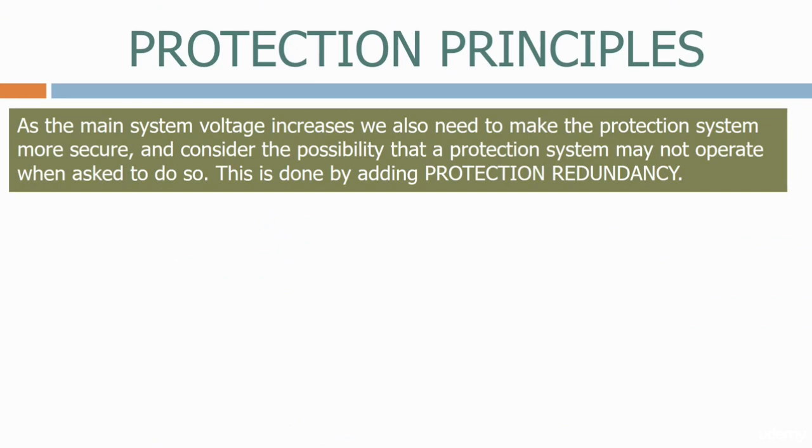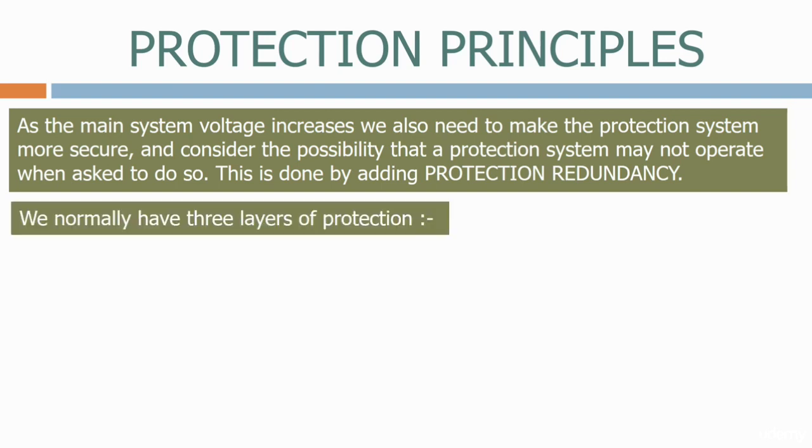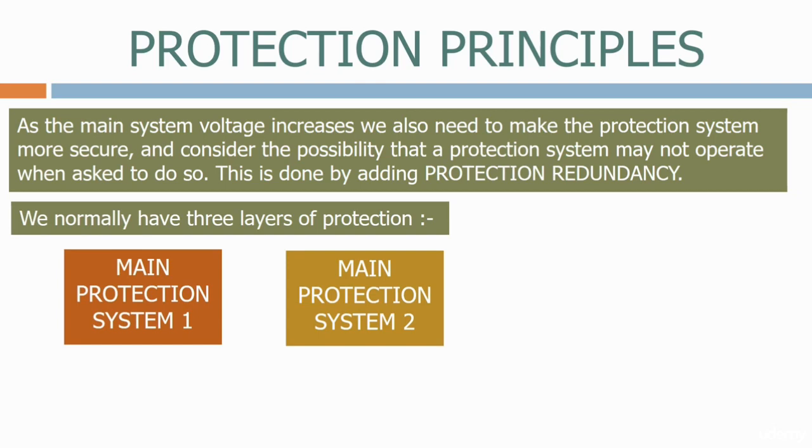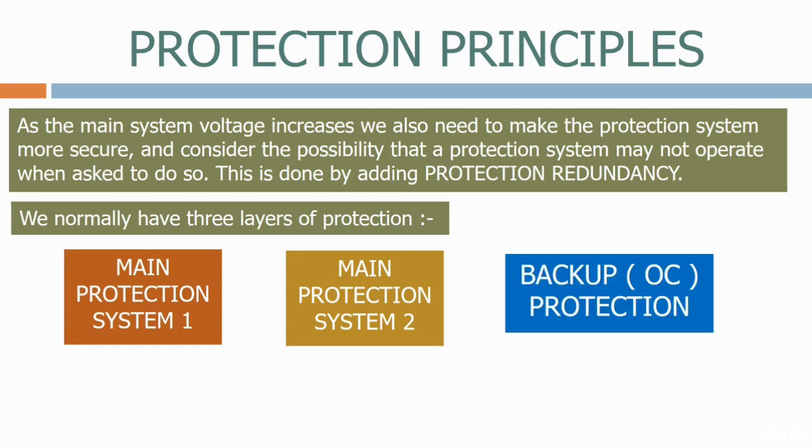As the main system voltage increases, we also need to make the protection system more secure, and consider the possibility that a protection system may not operate when asked to do so. This is done by adding protection redundancy. We normally have 3 layers of protection: Main Protection System 1, Main Protection System 2, and a backup protection, which is normally overcurrent.